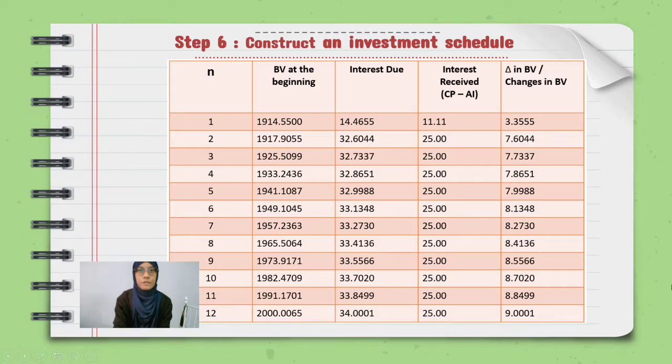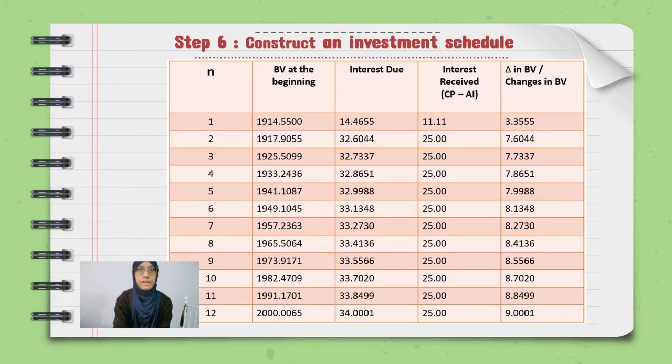Assalamualaikum warahmatullahi wabarakatuh. I will explain how to construct an investment schedule. So for this step 6, which is how to construct an investment schedule, the N is 11, and why do I put 12? Just because I want to make sure that the answers are actually correct.